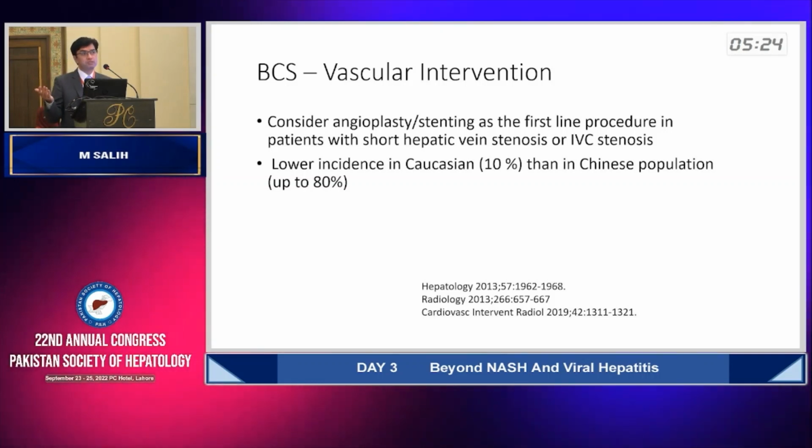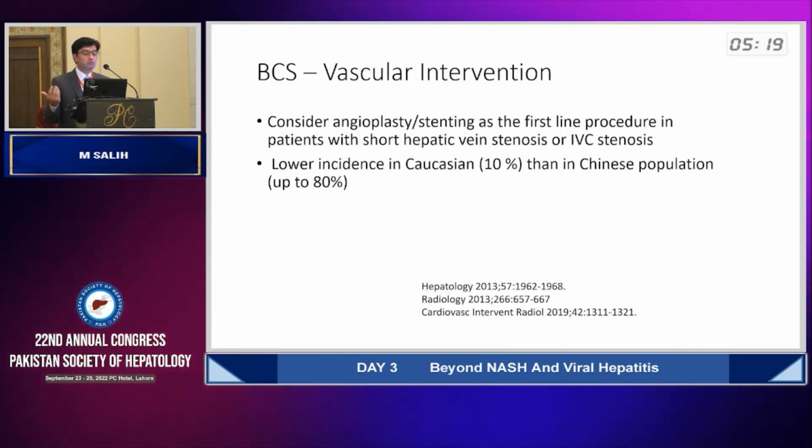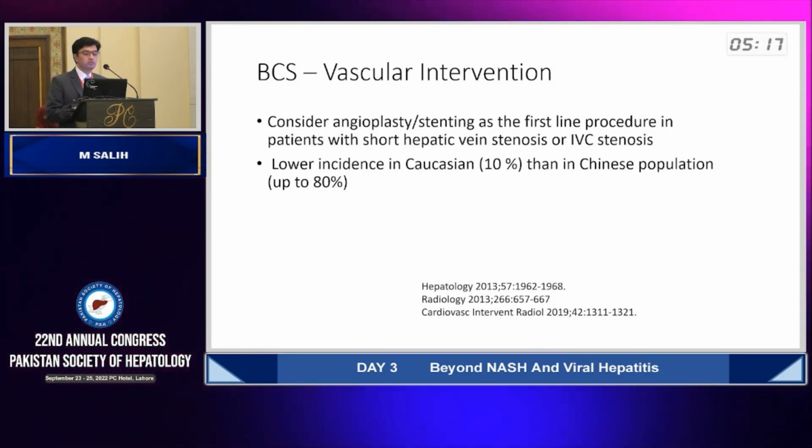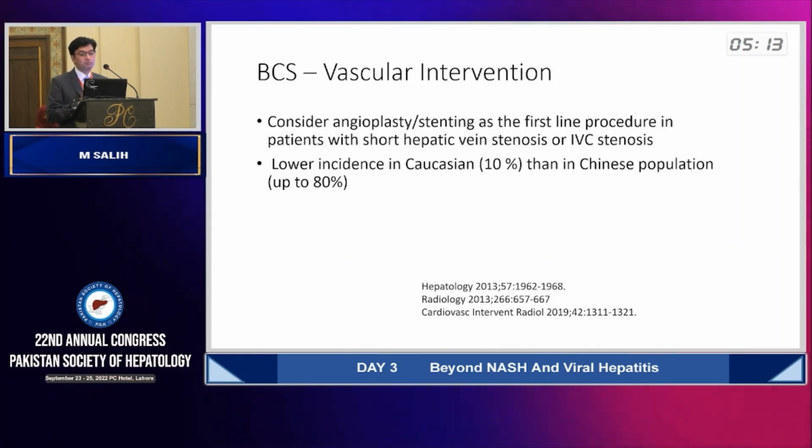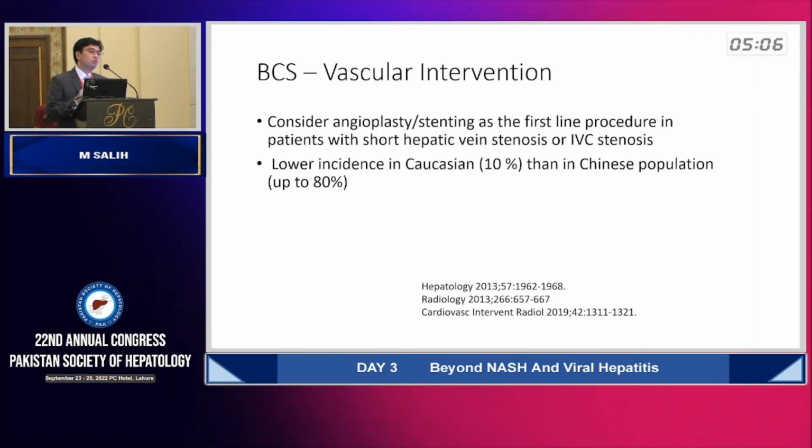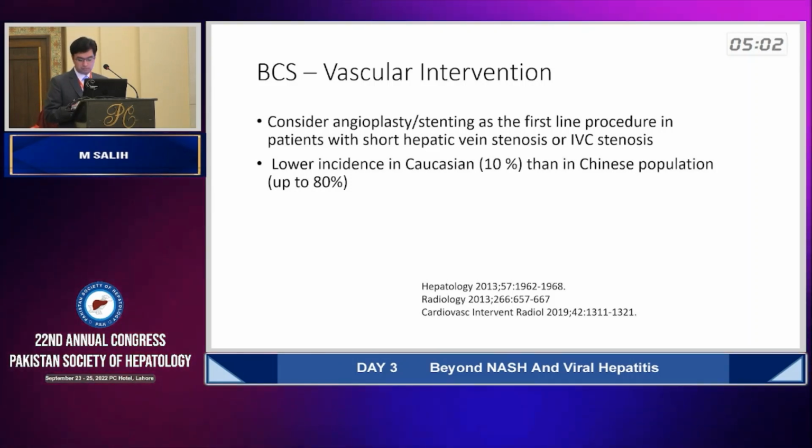The next thing is vascular intervention. Consider angioplasty and stenting as a first-line procedure, more so in patients with short hepatic vein stenosis or inferior vena cava stenosis, though the incidence of such patients is low in Caucasians as compared to Orientals.